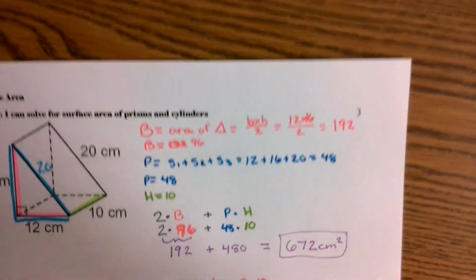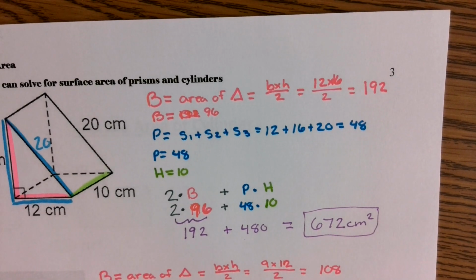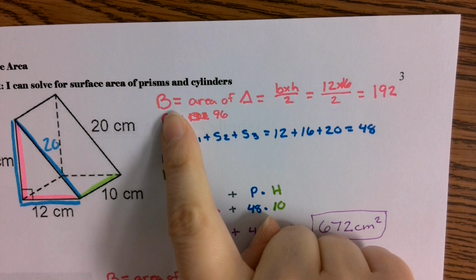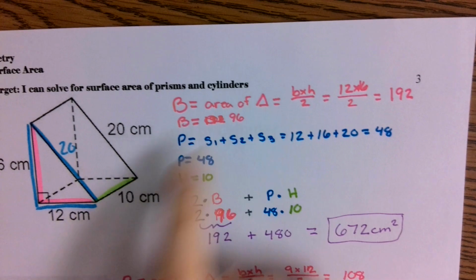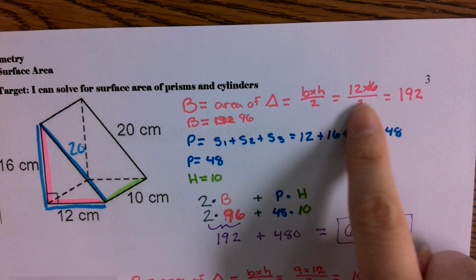Let's take a look here. For problem number 2, you should have gotten 672 centimeters squared. Let's take a look at the why. Okay. Again, we're finding the components of our formula. So we're finding what the area of the base shape is first. So we have to find the area of the triangle by doing base times height divided by 2. The base of the triangle was 12. The height of the triangle was 16. So we're doing 12 times 16 divided by 2.